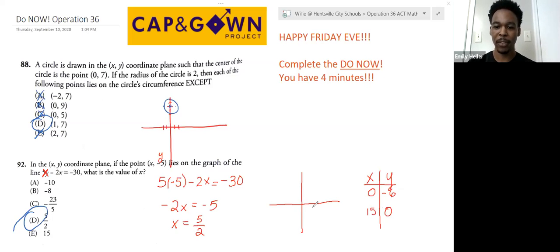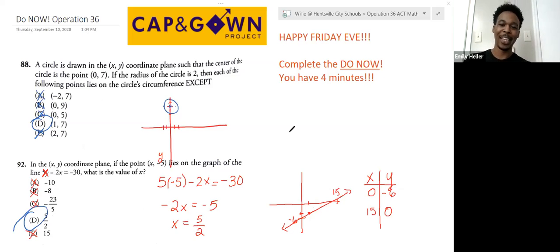Okay, so if I graph this real fast, 0, negative 6, somewhere around here. X is 15 all the way over here. And I have a graph. Now I can kind of see if my Y value is negative 5. But what is this point going to be? What X coordinate is that going to be? Well, I see that it is positive, so these are gone. That's gone, that's gone, that's gone. So now I'm here, 5 over 2 and 15. Well, I see it's not all the way over here at 15, so that's gone. Has to be D.